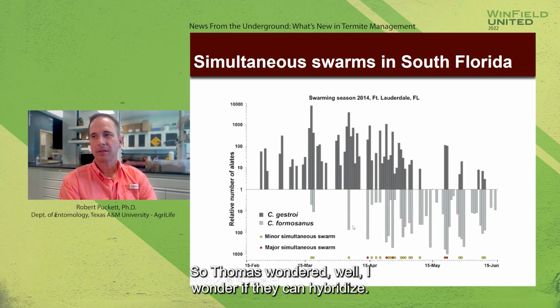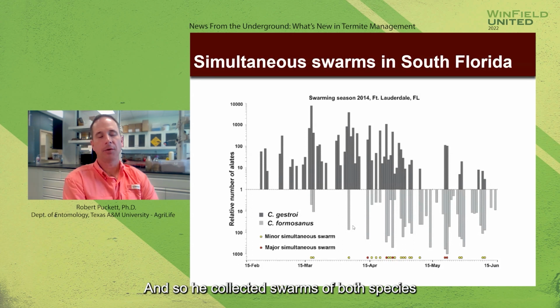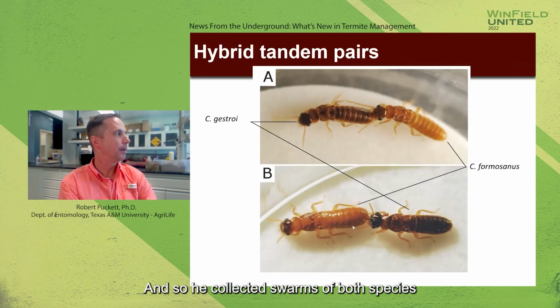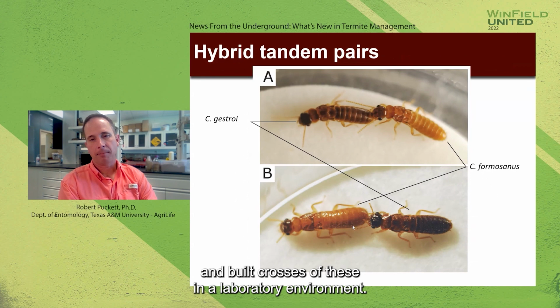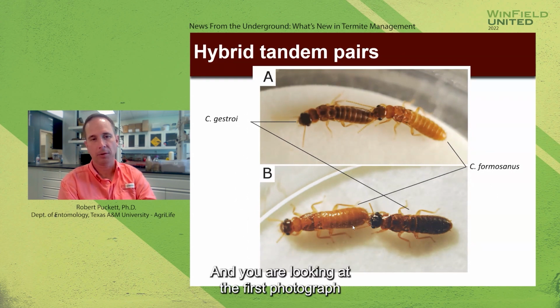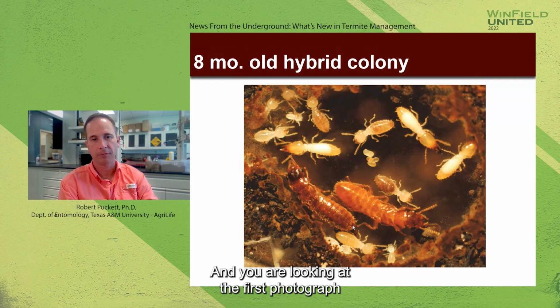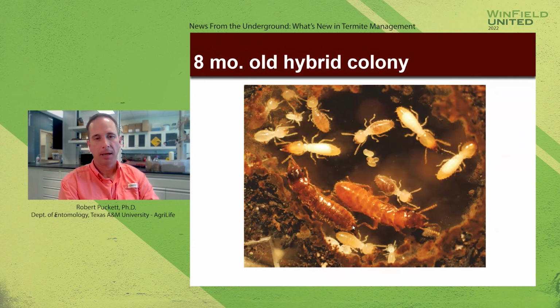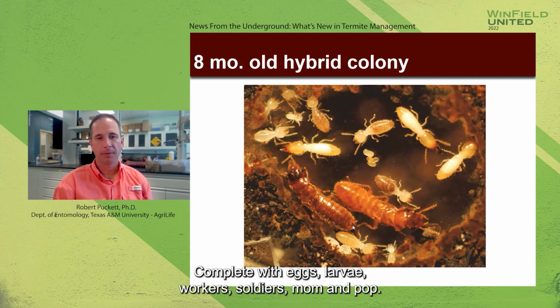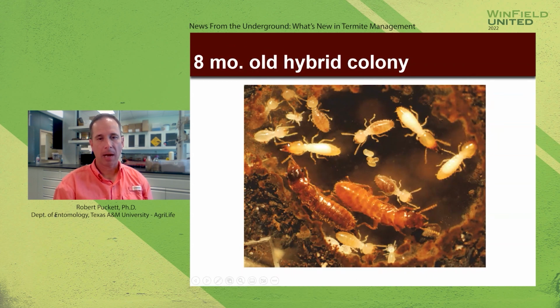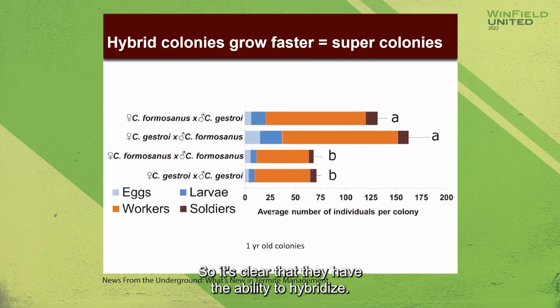So Thomas wondered, well, I wonder if they can hybridize. And so he collected swarmers of both species and built crosses of these in a laboratory environment. And you are looking at the first photograph of a hybrid colony of Asian and Formosan subterranean termites, complete with eggs, larvae, workers, soldiers, mom and pop. Okay, so it's clear that they have the ability to hybridize.